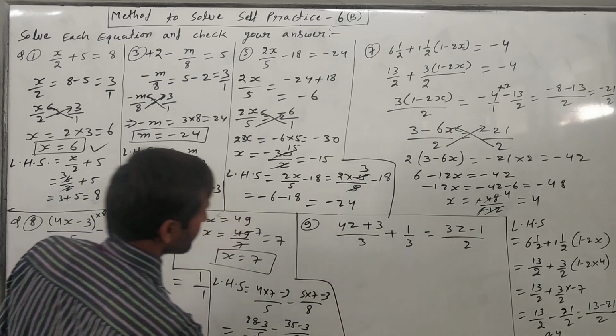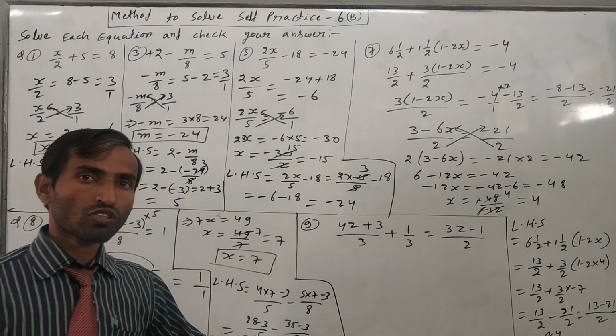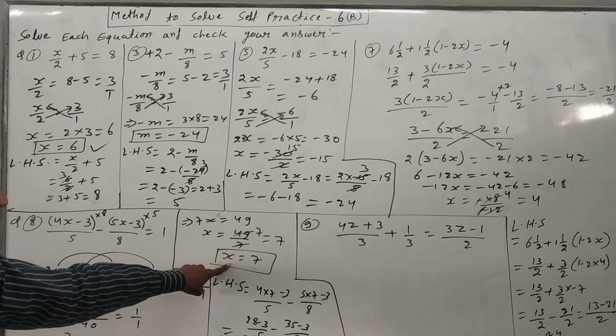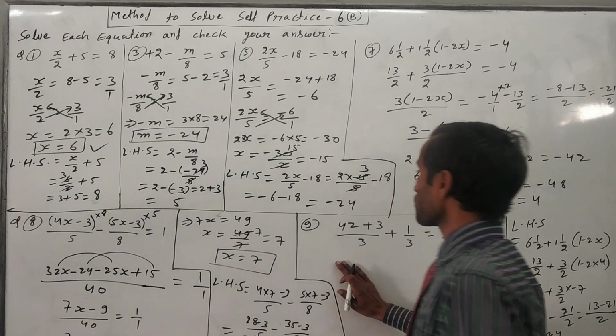It means our answer is correct. Because here the LHS is 1, and the RHS part is also 1. It means x is equal to 7 is the correct answer. This is the answer. Now we have to do question number 9.